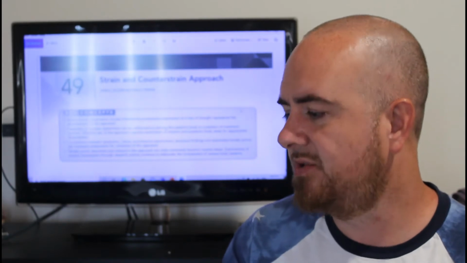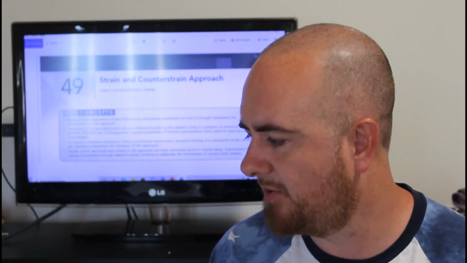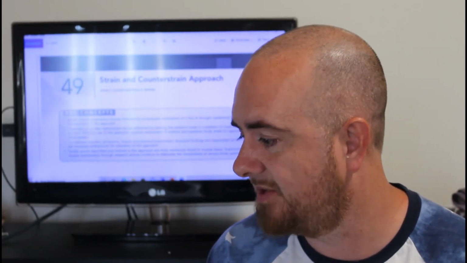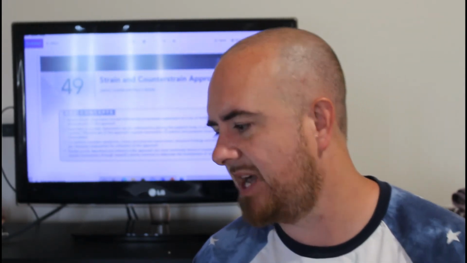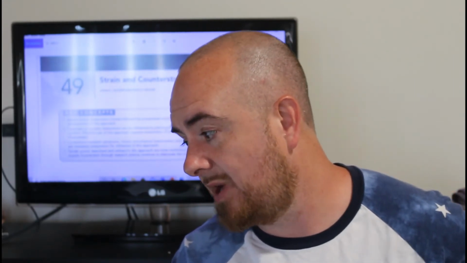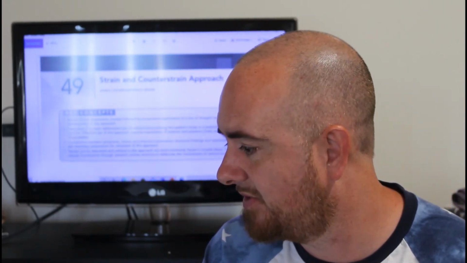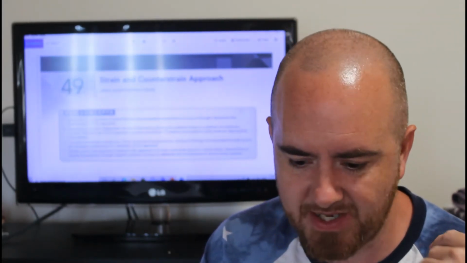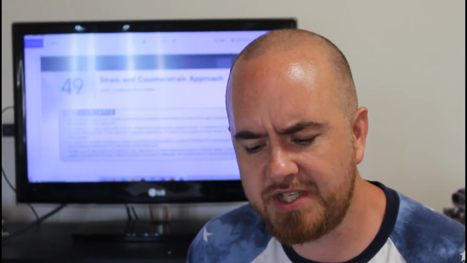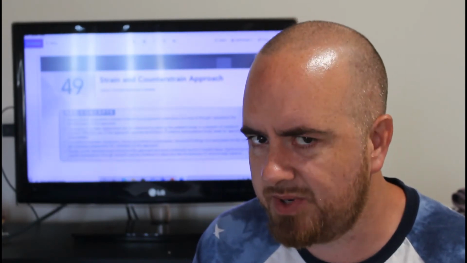Strain counterstrain. Astute clinical observation by Jones, followed by progressive exploration of a line of thought, represents the development of this approach. Treatment of somatic dysfunction can be enhanced by placing the patient's body in a position of maximum comfort. Effective use of this approach requires the exploration of anterior and posterior body areas for appropriate diagnoses. And then it just talks about tender points and correlations, right? We're not going to be too concerned with those correlations or those tender points, simply on account of the fact that sometimes they're tenuous, they're observational, they're not as empirical as we'd like them to be.